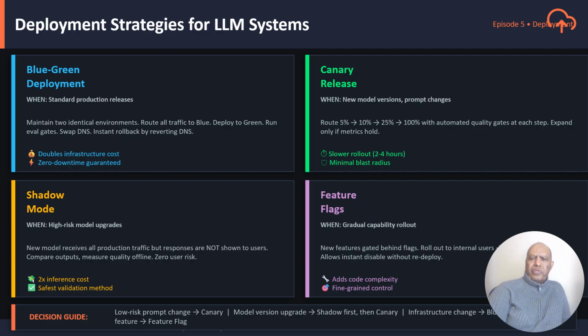Shadow mode is the fastest strategy, but expensive. Every inference runs twice. Use this for high-stakes model changes: a new base model, significant prompt engineering. Now, feature flags. Underused in AI systems. If you are adding a new capability, say adding code generation to support bot, gate it behind a flag, roll out to your team first, then power users, and catch edge cases before full rollout.